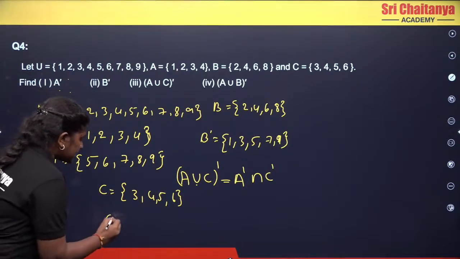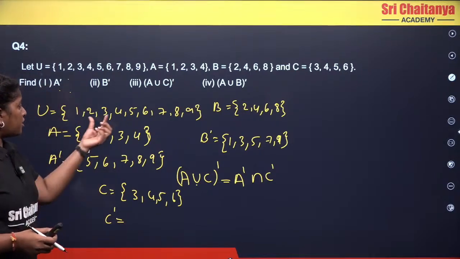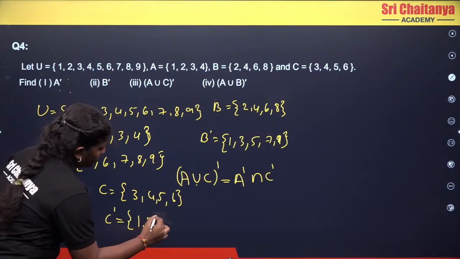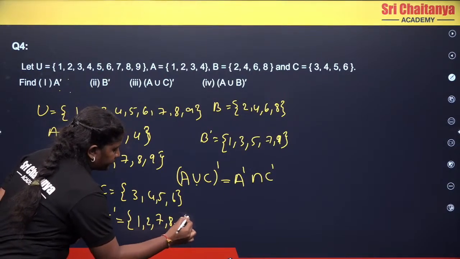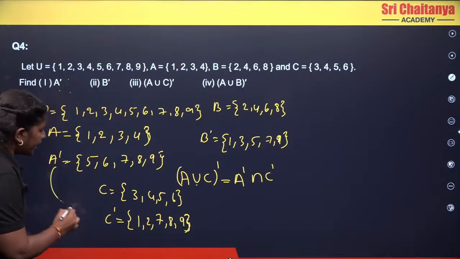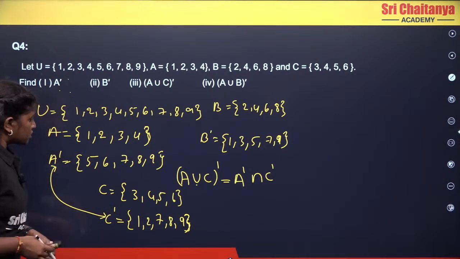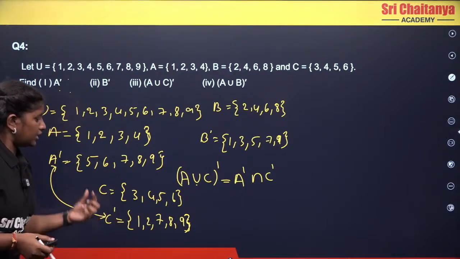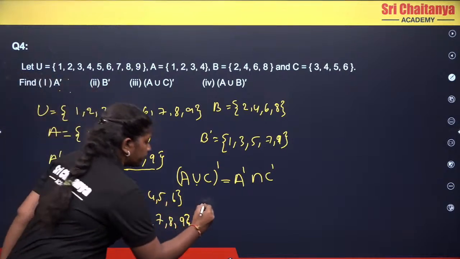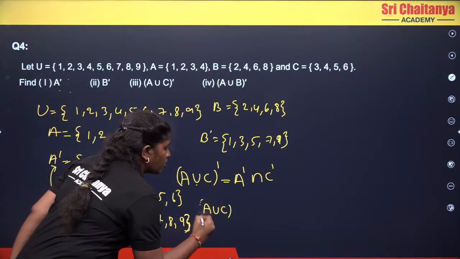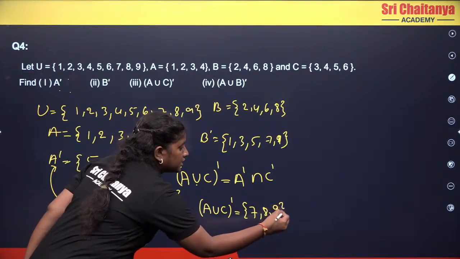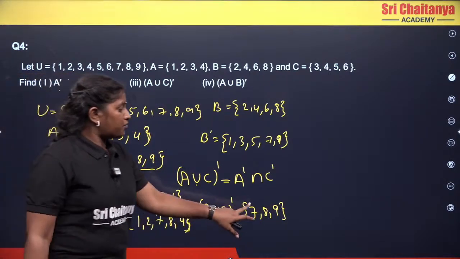Okay. Now what will the C complement be? From the universal set, just remove these elements. So we will get 1, 2, 7, 8 and 9. Okay. Now we need to take the intersection between the A complement and the C complement. If you observe these two sets clearly, the common elements are 7, 8, 9. So (A union C) whole complement will be equal to the set of 7, 8 and 9. Okay. This is how we are going to find it.